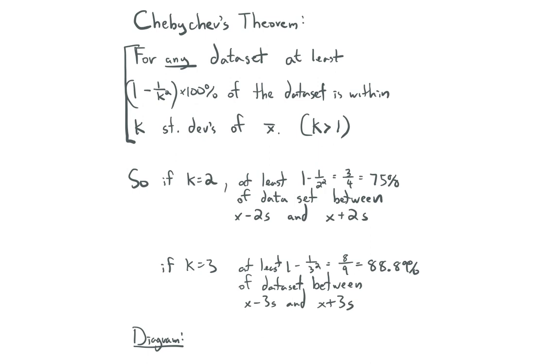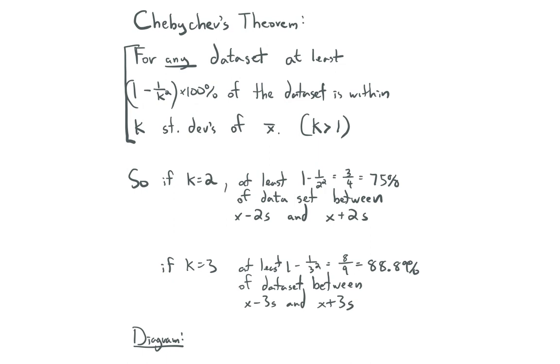And the first one is called Chebyshev's Theorem. This is a nice theorem that tells you kind of a worst case scenario for how much data is in the middle of a data set. So what it says is that for any data set, at least 1 minus 1 over k squared, converted to a percentage, of that data set is within k standard deviations of the mean. And this only works for k greater than 1.